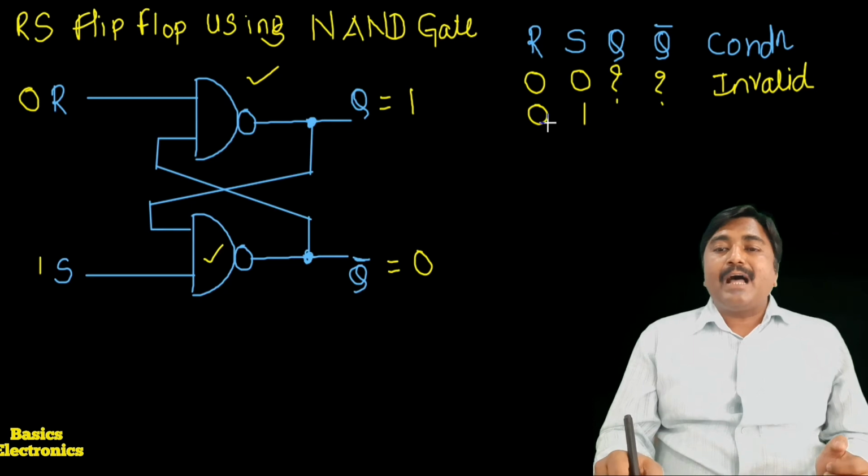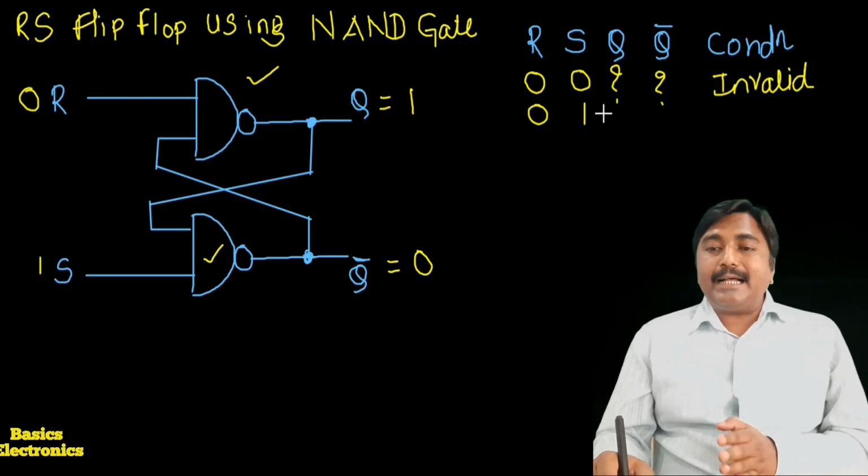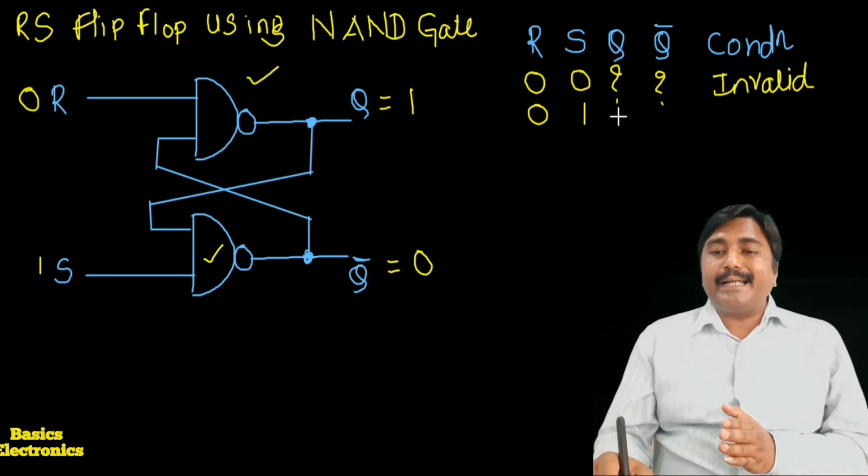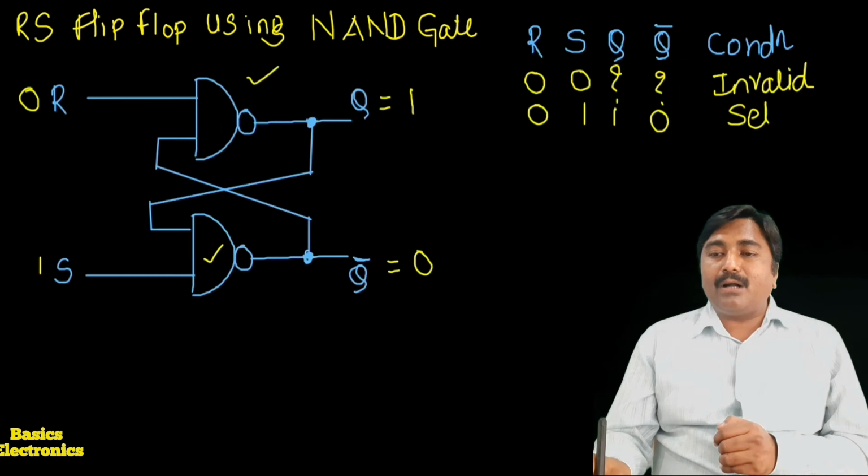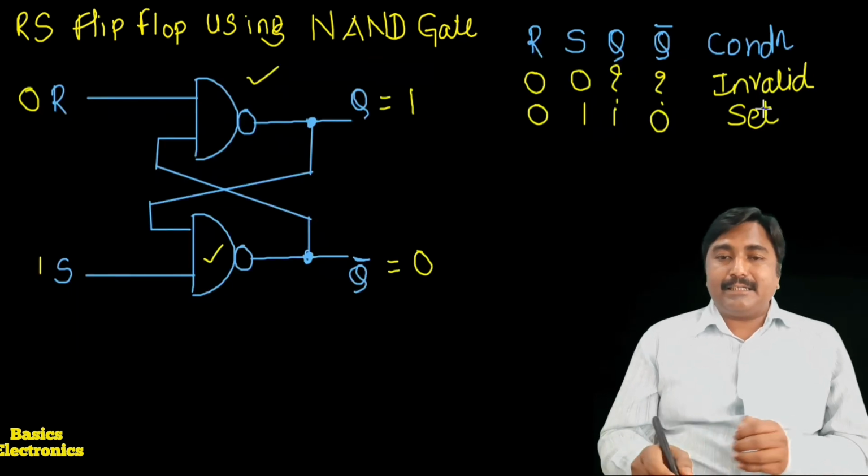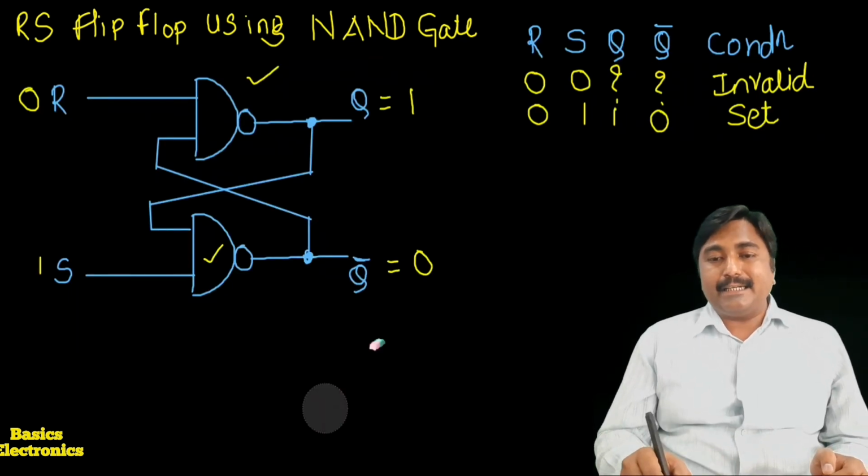So when R equals 0 and S equals 1, we get Q equals 1 and Q bar equals 0. This condition is what we call the set condition.